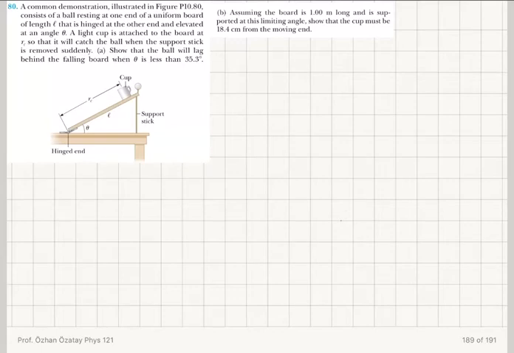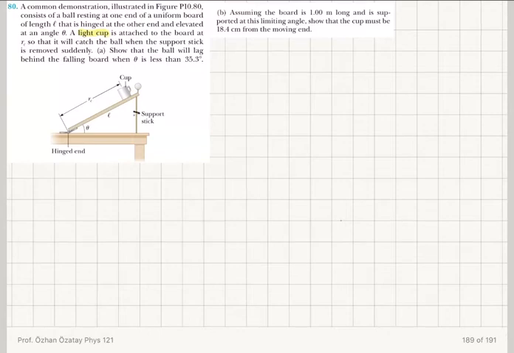A common demonstration illustrated in figure consists of a ball resting at one end of a uniform board of length L that is hinged at the other end and elevated at an angle theta. A light cup is attached to the board at a distance r_c so that it will catch the ball when the support stick is removed suddenly. Show that the ball will lag behind the falling board when theta is less than 35.3 degrees. Assuming the board is 1 meter long and is supported at this limiting angle, show that the cup must be 18.4 centimeters from the moving end.